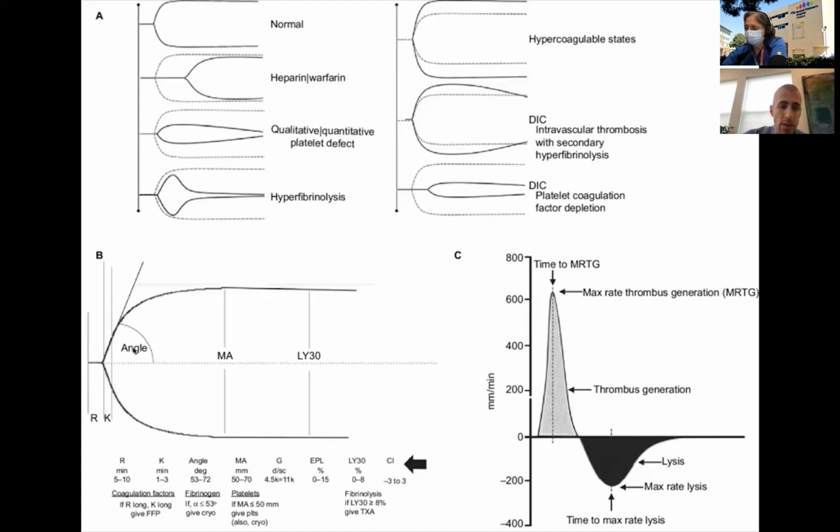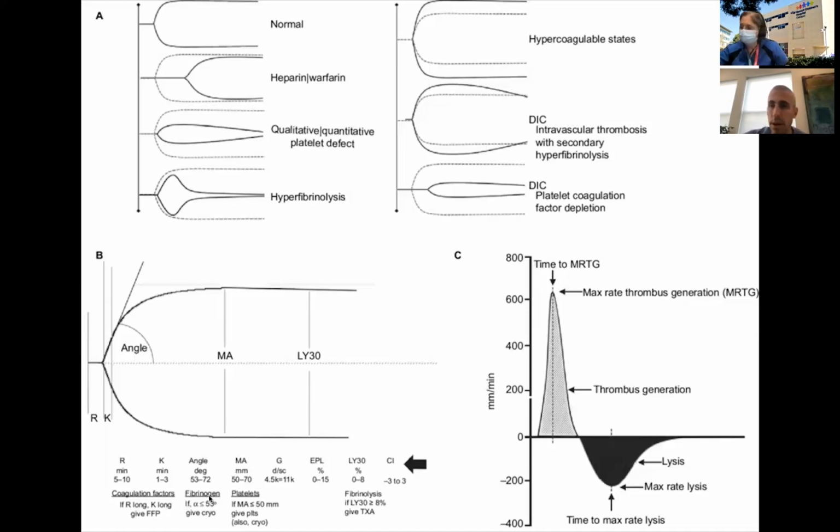Then the angle, to be honest with you, I look at the angle sometimes. It's not the most important thing here. But if the angle is really low, if it's taking a long time for the clot to grow, and the angle is abnormal, then the idea is that we don't have enough fibrinogen, and the recommendation would be to give cryo.